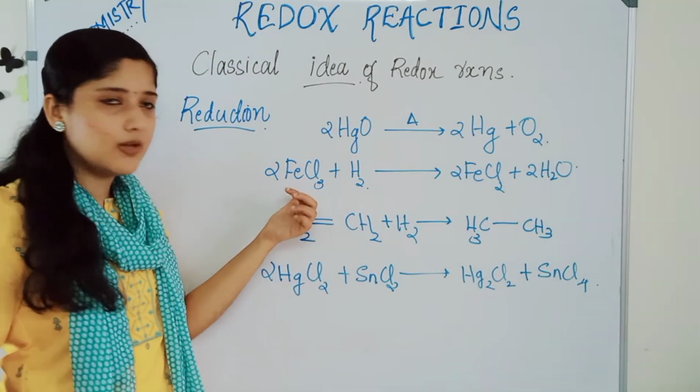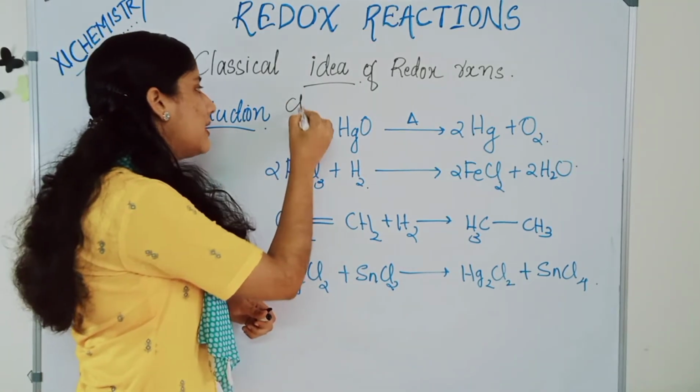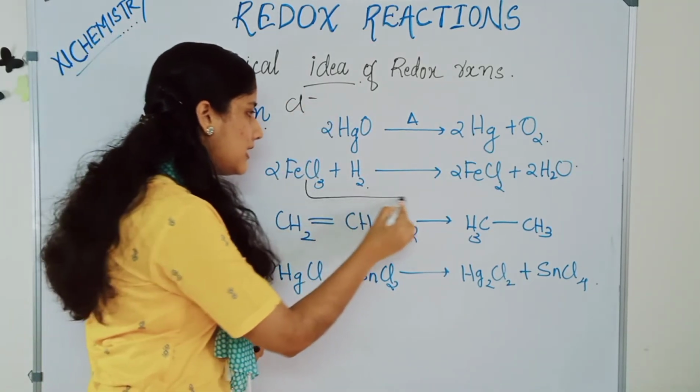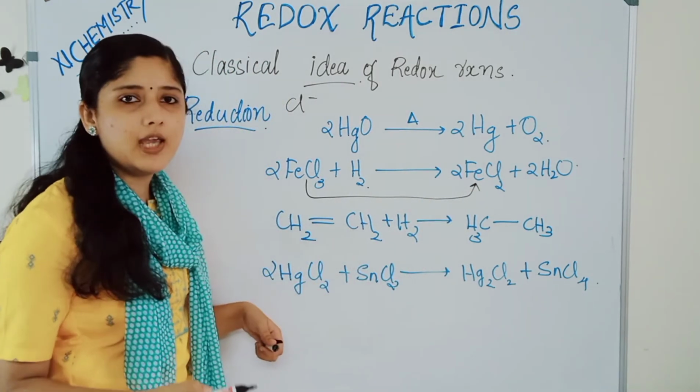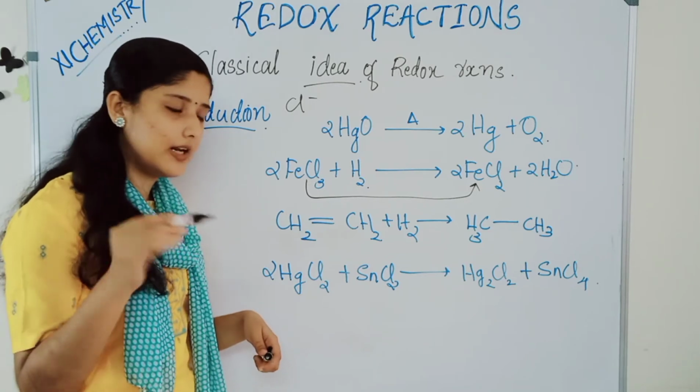Here also you can see what? Removal of an electronegative element. That electronegative element is Cl minus. FeCl3 changed to FeCl2. Removal of an electronegative element is reduction.